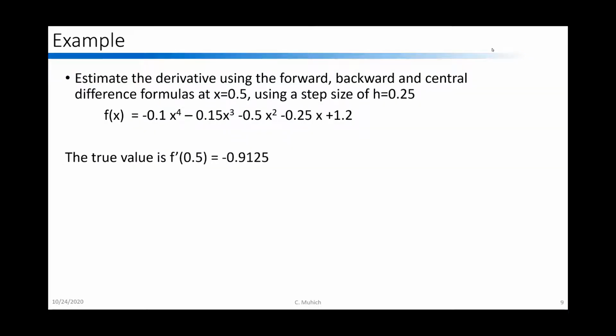So let's go and put this into practice. So let's estimate the derivative for a function using forward, backwards, and central difference formulas centered on x equals 0.5 and using a step size of 0.25 of this polynomial. In this case, the true value is negative 0.9125, and this is going to help us estimate the error. Okay, so let's get to it.